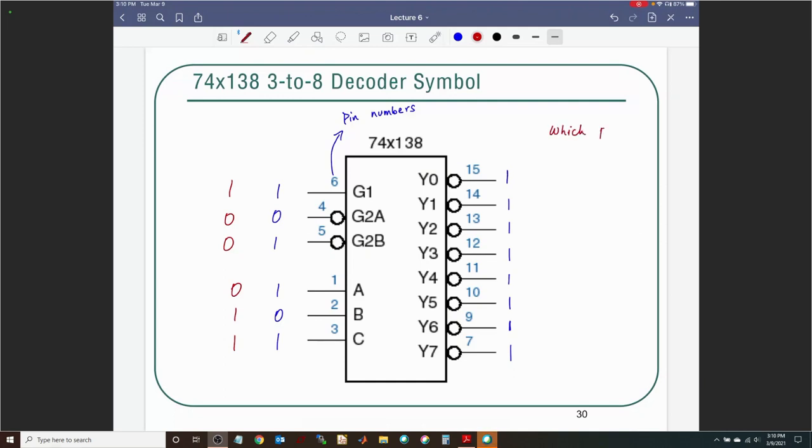Which pin is low? Which output pin is low? Brandon says 6. Pin number 9, right. So pin number 9 would be low, everything else would be high. High, high, high, high, high, high, low, high. Because it is 110, that corresponds to 6. 6 is Y6, that pin number is 9. So answer would be 9 in this case. You guys see that? So we were talking about the pin number. Right, so I did blue for the other case and then red color coordinated with the second example.